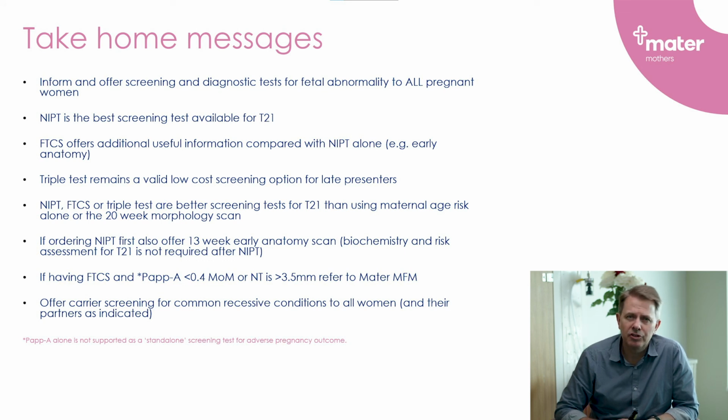NIPT, first trimester combined screen, and the triple test are better screening tests for trisomy 21 than using maternal age alone or the 20-week morphology scan. If ordering NIPT before first trimester combined screen, further risk assessment for trisomy 21 is not required. If having a first trimester combined screen, remember to refer those cases that have a nuchal more than 3.5 millimeters for separate cardiac assessment, and those cases that have a PAPP-A less than 0.4 multiples of the median, who will have further assessment because of an increased risk of preeclampsia and fetal growth restriction.